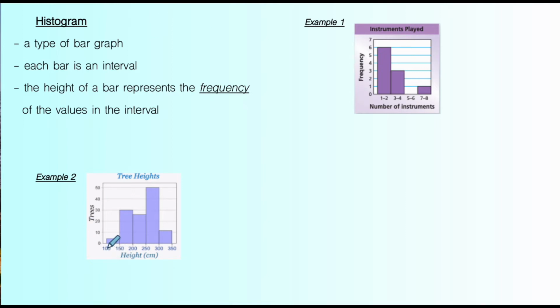The first interval is from 100 to 150 centimeters. The next is 150 to 200, 200 to 250, 250 to 300, and then 300 to 350. We can see that most trees in this study were between 250 and 300 centimeters high. There were not a lot of short trees.